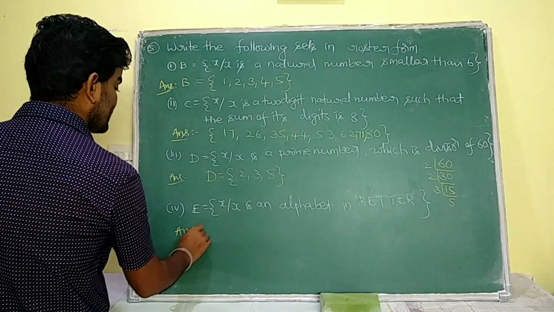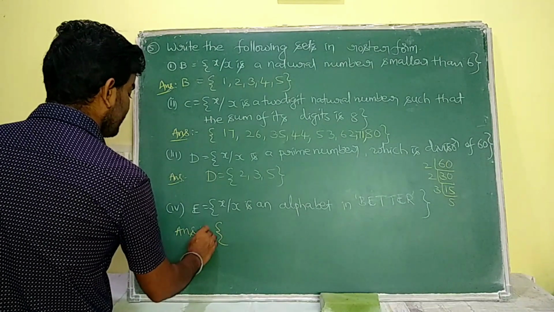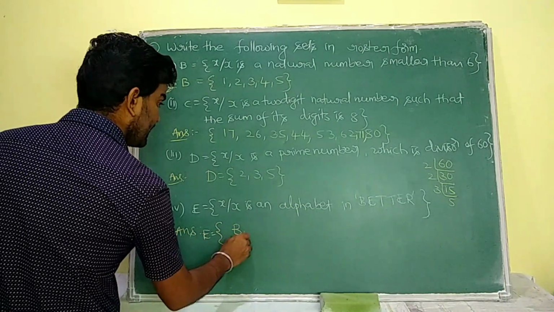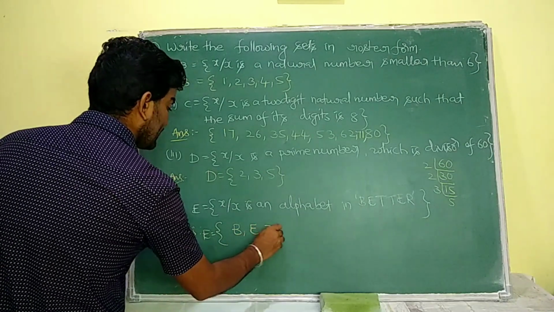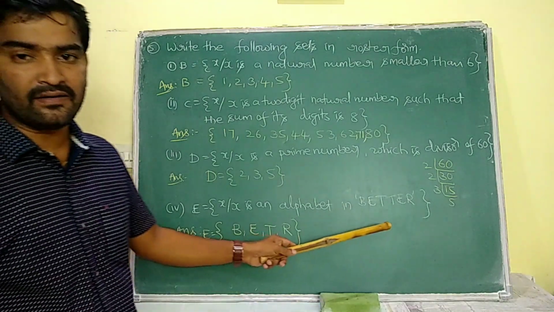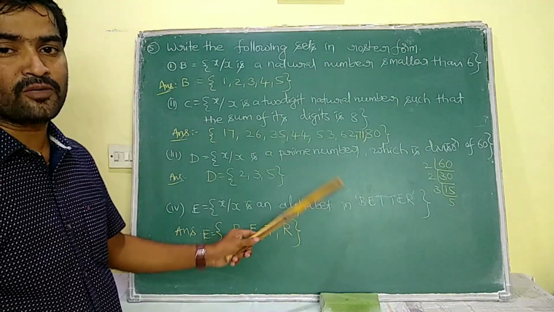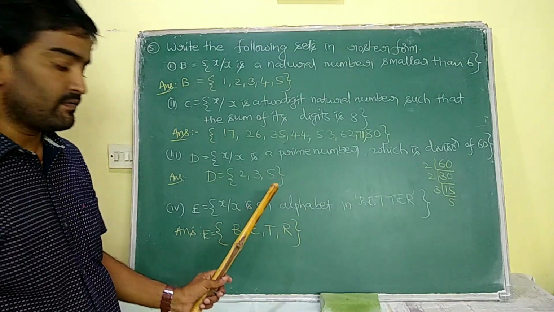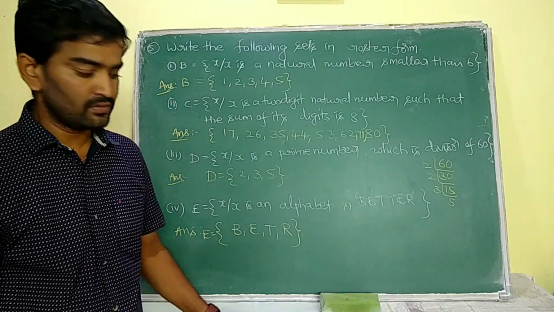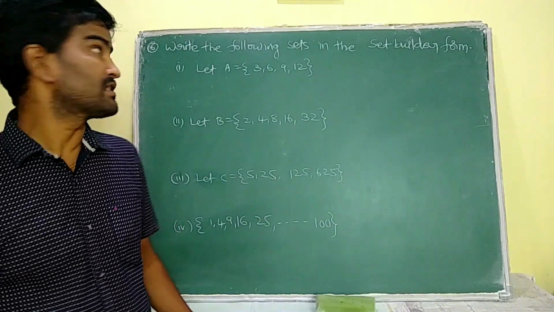Next here. x is an alphabet of the word, okay? Better. So I will write B, E, T, R. Why? Because T and E are repeated. We know those are not going to be repeated again in the set. Why? Because in a set, repetition of the elements is not allowed. I hope you understand.